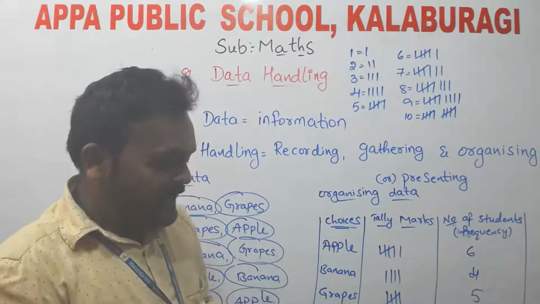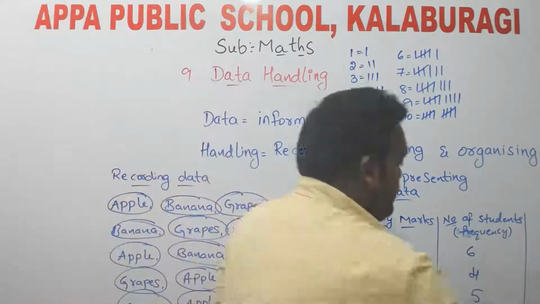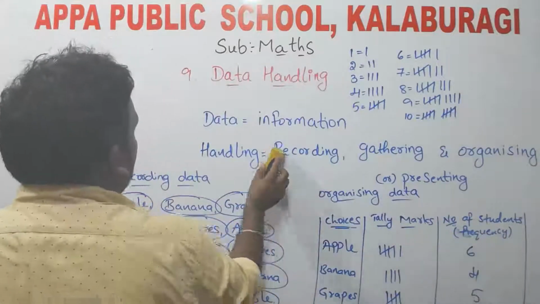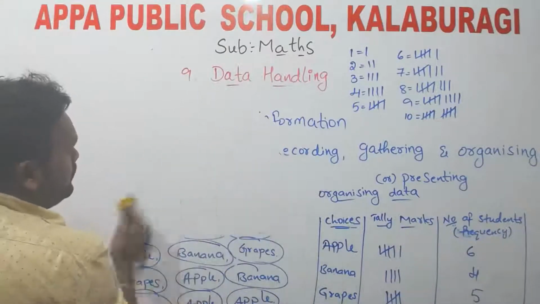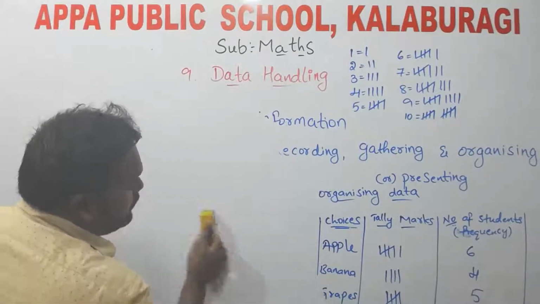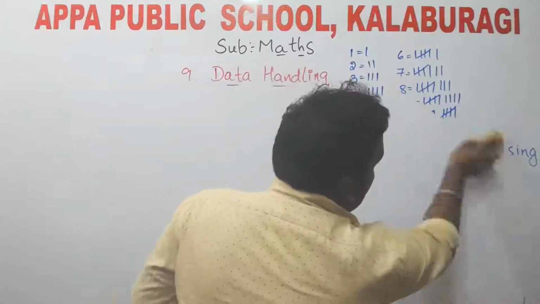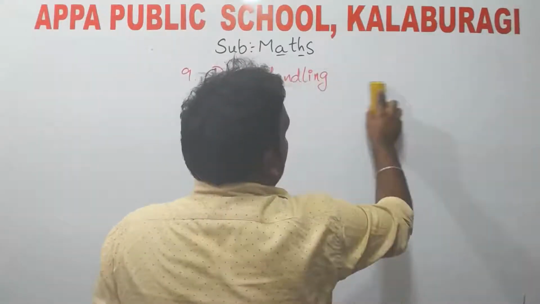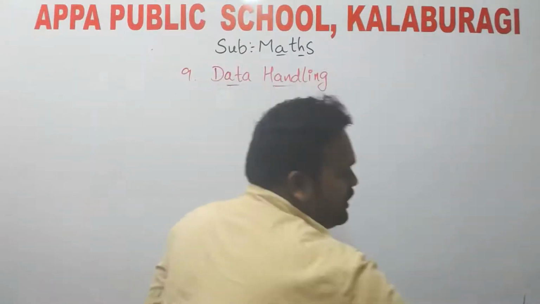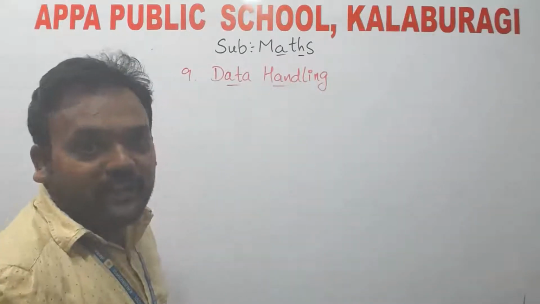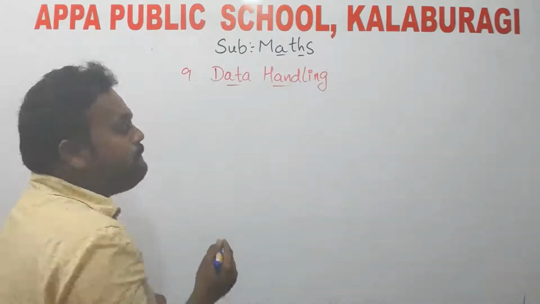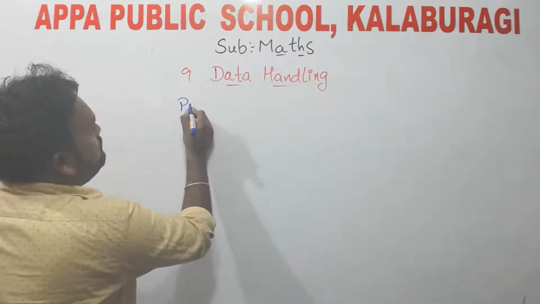Now, next topic is pictograph. I think this data and frequency distribution table, I think you have all understood. I think next we'll go to pictograph. See, what is pictograph?